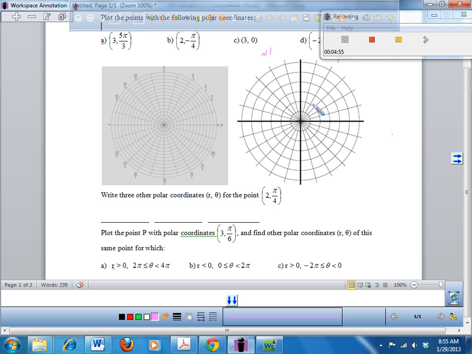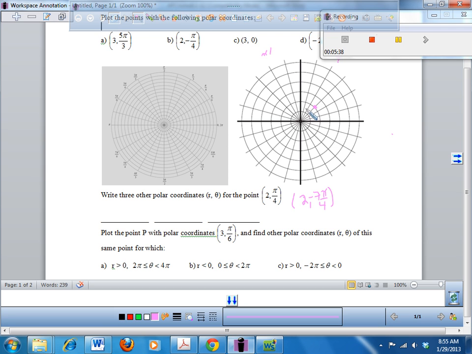Negative 2, and negative 7 pi... Close. Good. Very good. Good try there. So you go this way. One way to get there would be to go 2, and then negative 7 pi over 4, because you're going to rotate in the backwards direction. Come out here, and then rotate through in the negative direction.